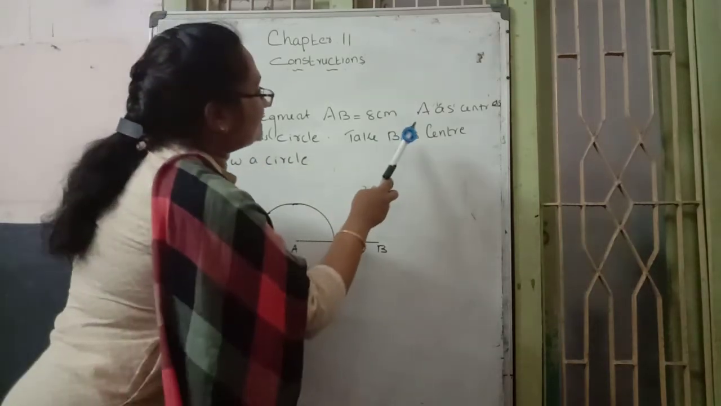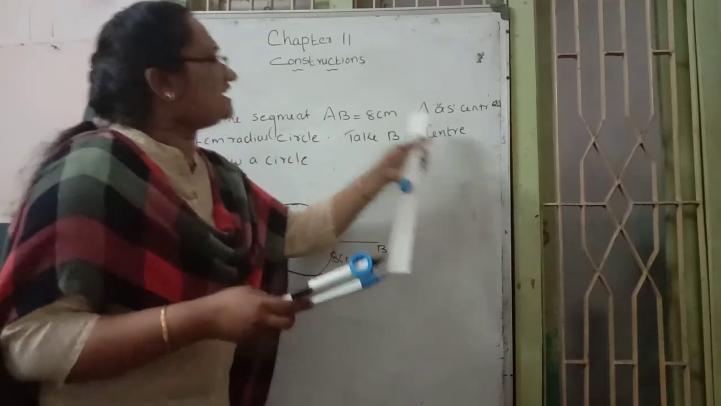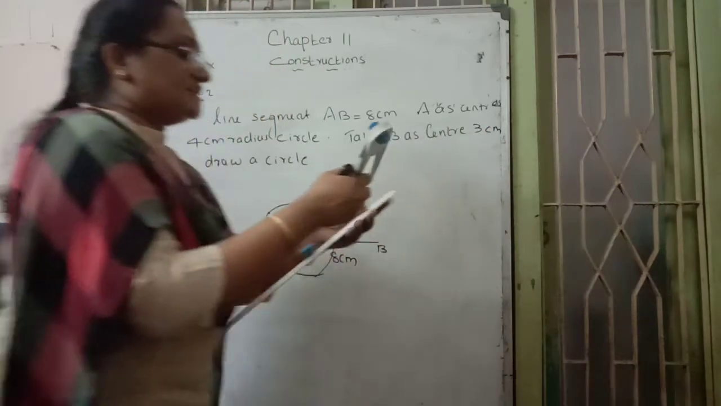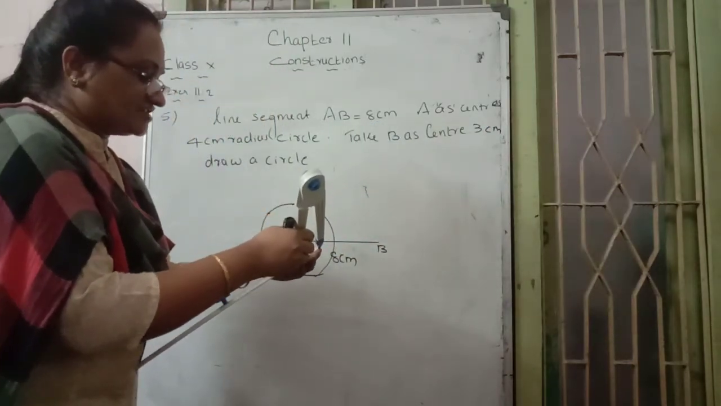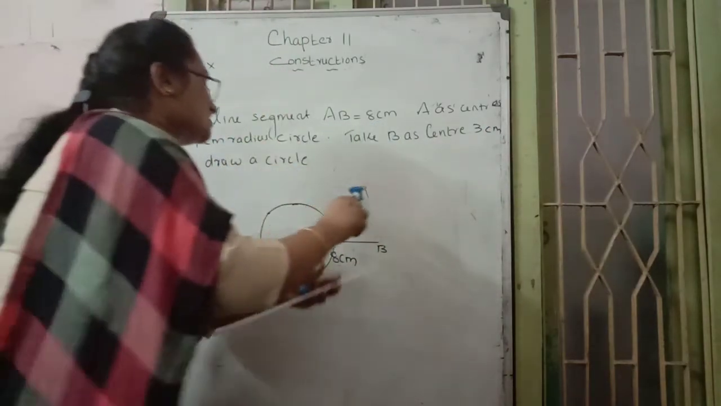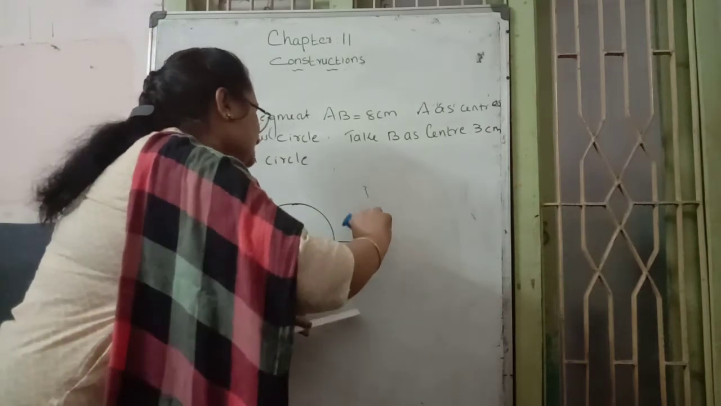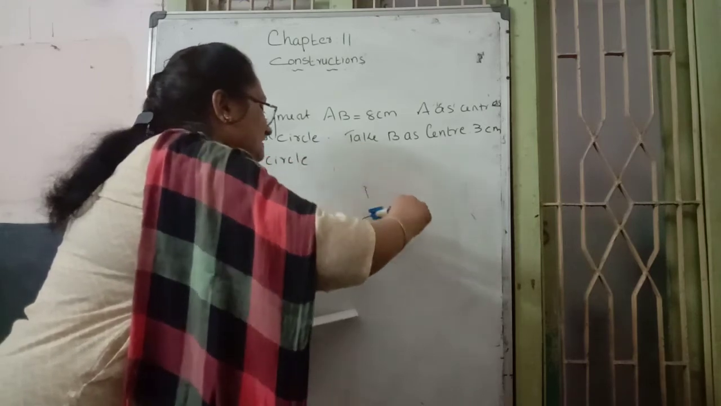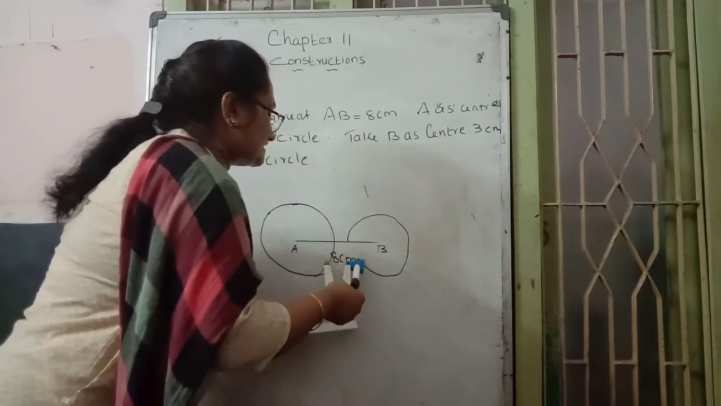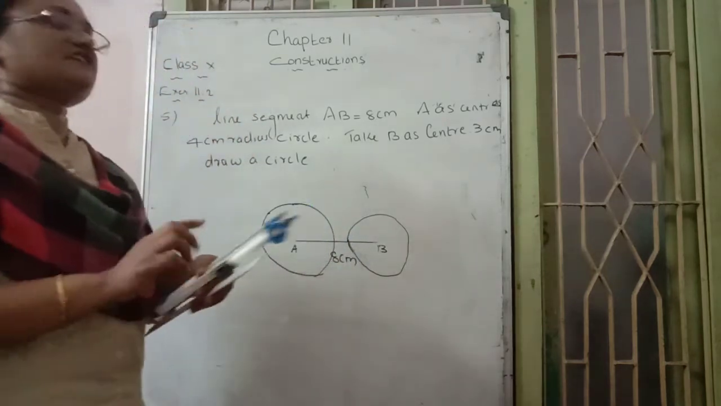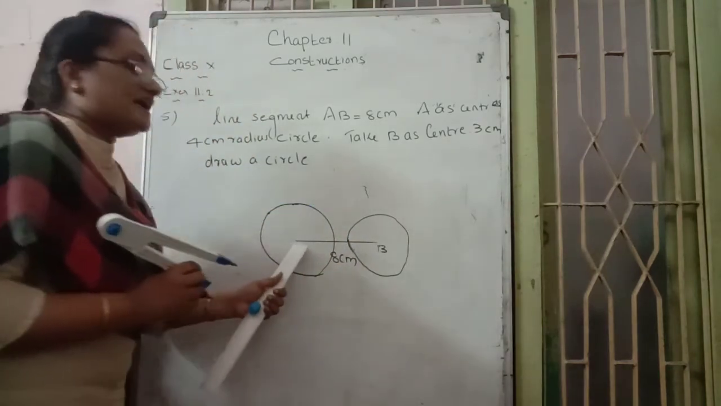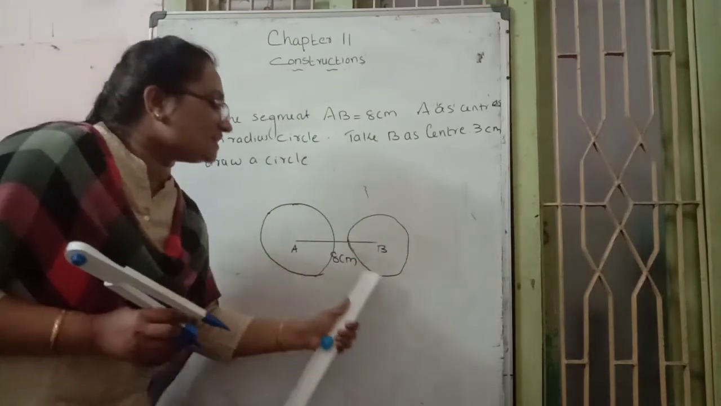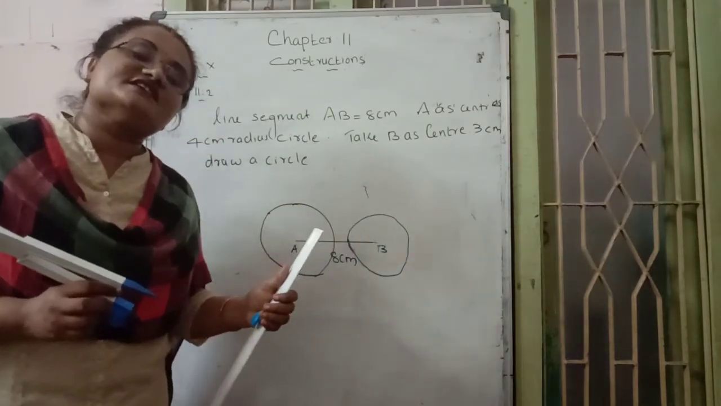Then afterwards, what are they telling us? Take B as center. How many centimeters? A 3 centimeter radius circle. So take B as center, take 3 centimeters and draw a circle. Remember, A as center, 4 centimeter radius circle; B as center, 3 centimeter radius circle.